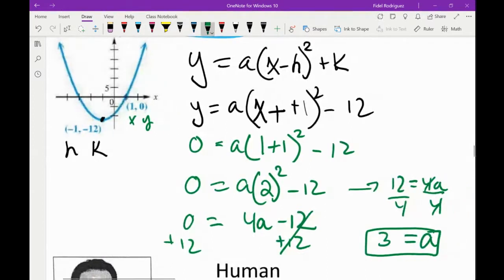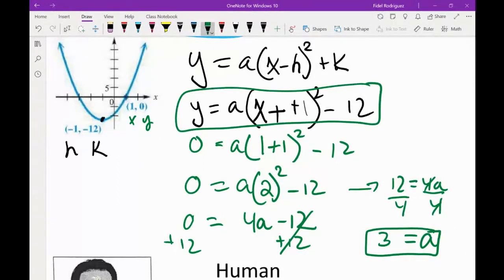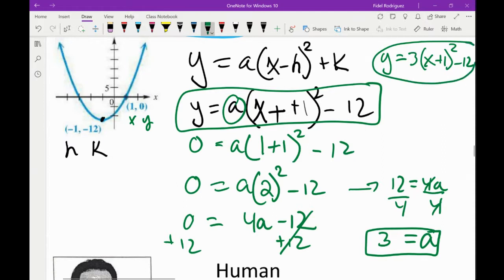So y'all, just like we did before, I'm going to come back to this part right here. And instead of me writing the letter A, we're going to write the number 12, or the number 3, I'm sorry. So 3 times x plus 1 squared minus 12. And here's my equation.